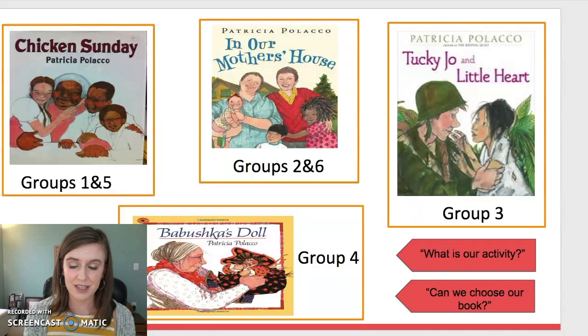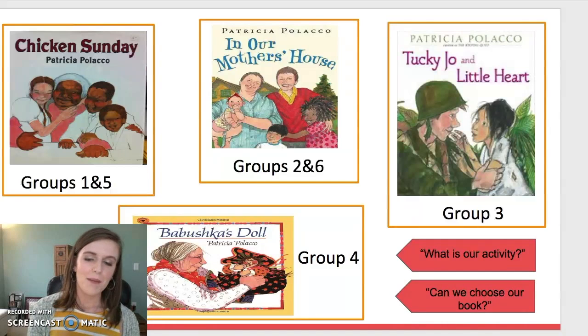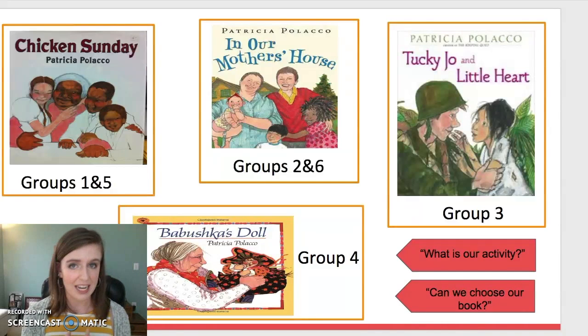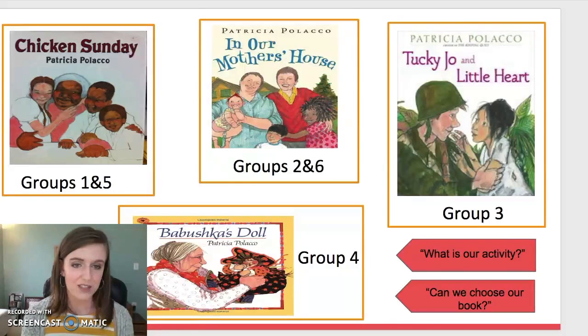And so someone is asking about our activity. I'm very excited about it. I think you guys will enjoy it, but I will go into more detail about that later. And then someone asked, can we choose our book? No. The groups have already been assigned, and you've been assigned a book to go with your group. So there will be no changes. You're going to stick with who you're with, and you're going to stick with the book that you're assigned.